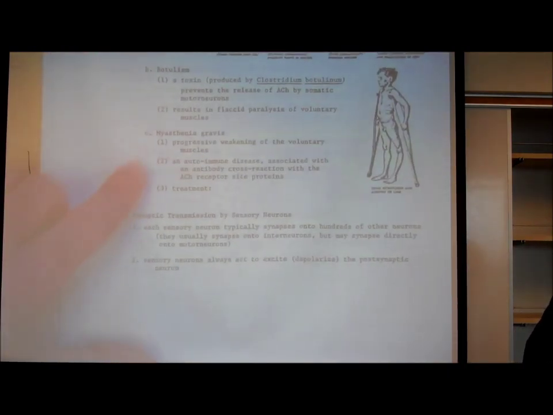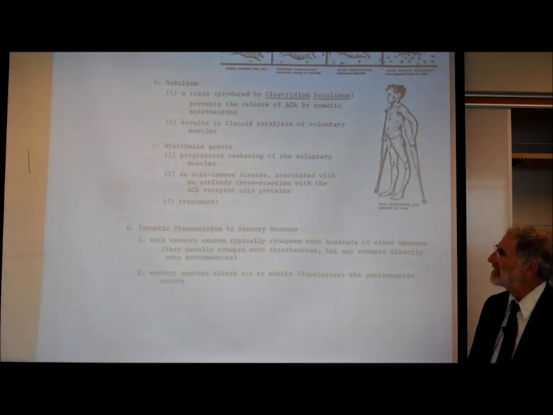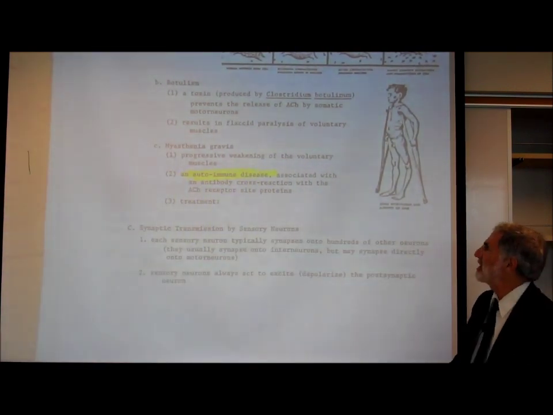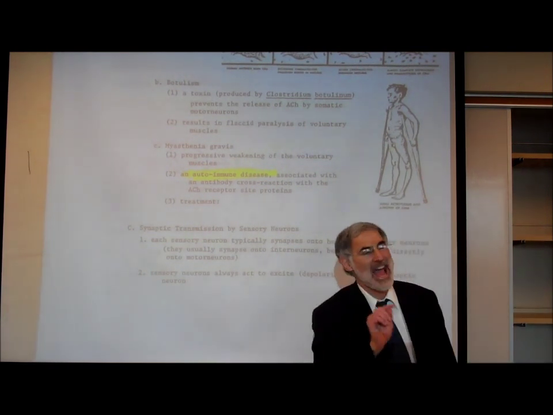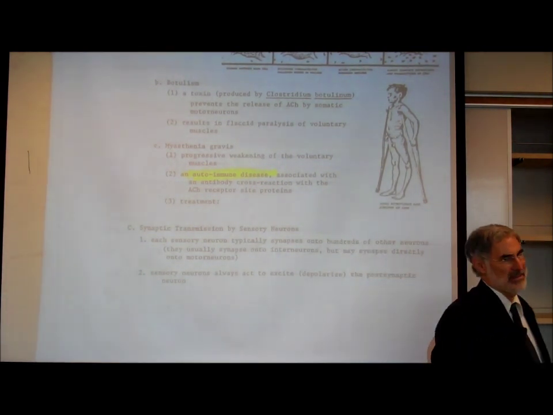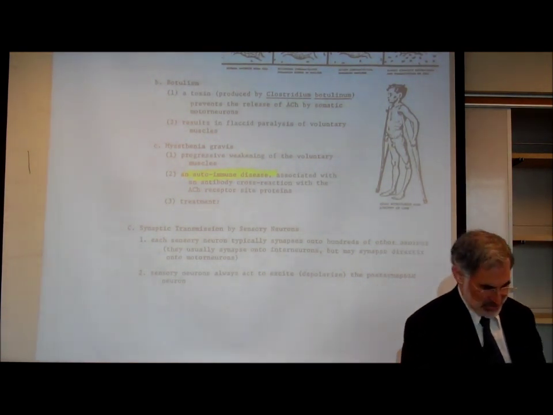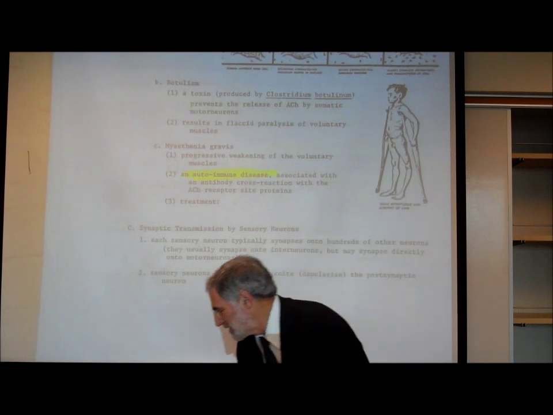Let's mention one more, myasthenia gravis. Myasthenia gravis is an autoimmune disease. This is when the immune system attacks the acetylcholine receptor sites. Specifically, it attacks the nicotinic acetylcholine receptor sites.